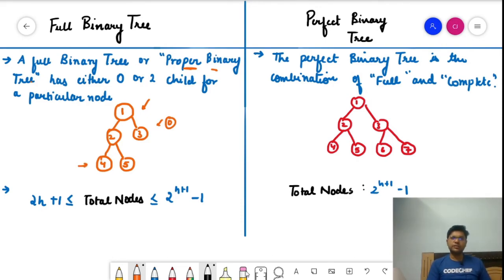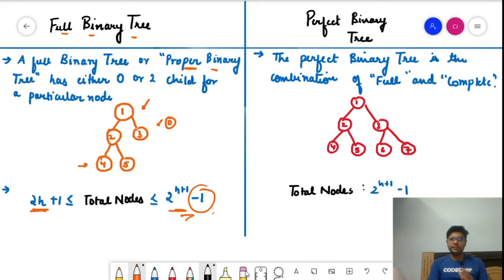So all the nodes have either 0 or 2 children. This is what makes a full binary tree. Now, we have seen the complete binary tree. If we want to calculate the total number of nodes here, that will lie in the range of 2 to the power h plus 1, or 2 to the power h plus 1 minus 1. So why this? How can we come to this conclusion?